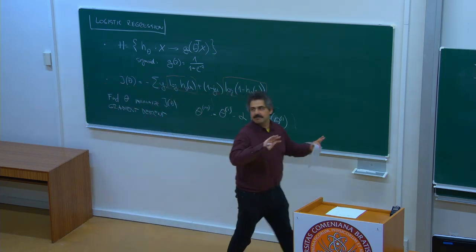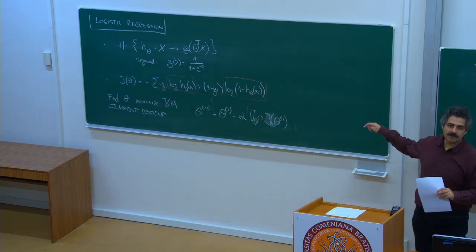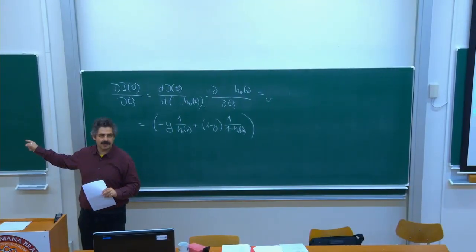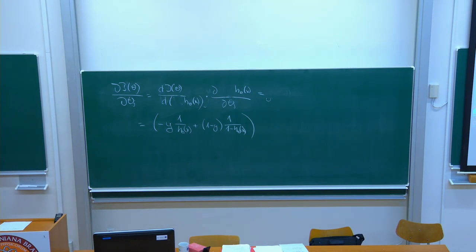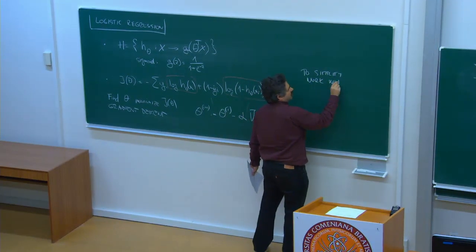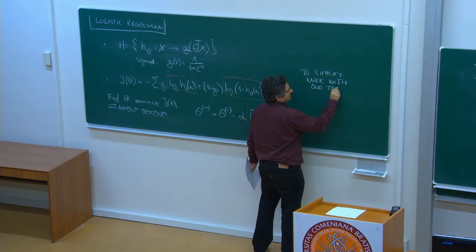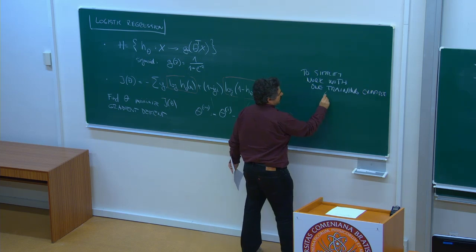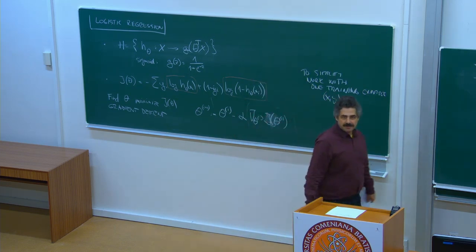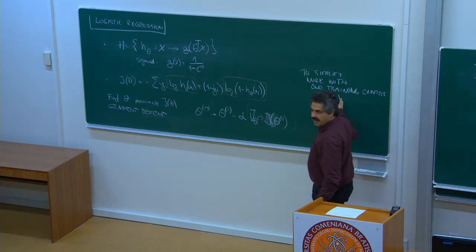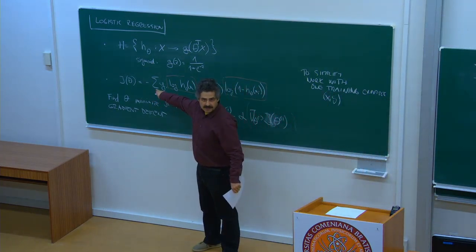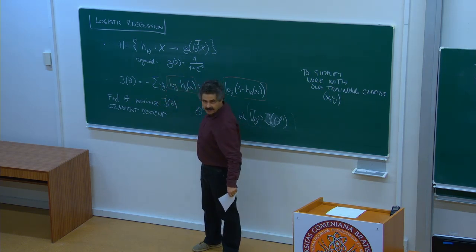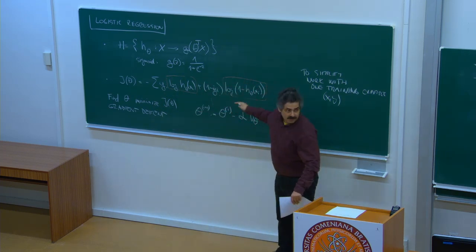Oh, and one thing, to simplify things, I will just be working with one training example now. So this is my training example. This turns the sum into just one training example. So this will be y times logarithm, and this will be 1 minus y times logarithm.